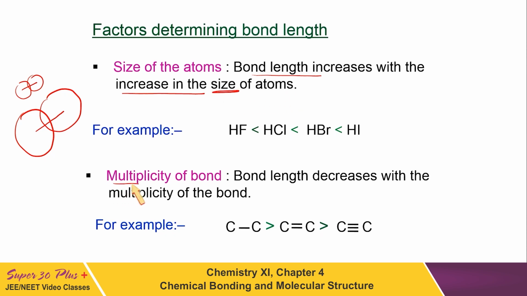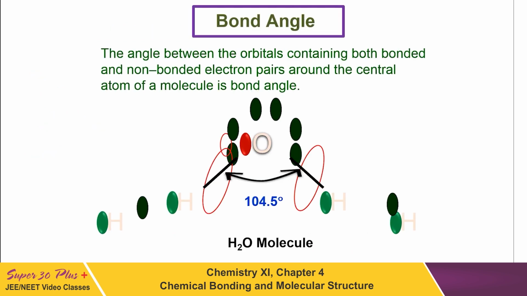Then again is multiplicity, meaning bond order. As the number of bonds increases between the atoms, here only one bond is there between carbon and carbon, here it is 2 and here it is 3. As the number of bonds increases between the two atoms, as a consequence, bond length decreases. Because when the number of bonds increases, the strength of the bond increases. When the strength of the bond increases, bond length decreases.